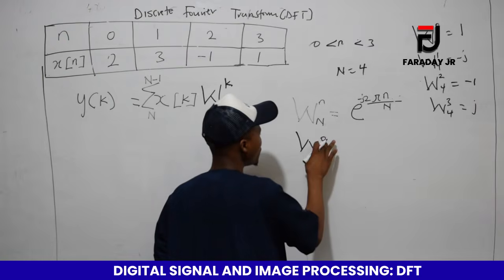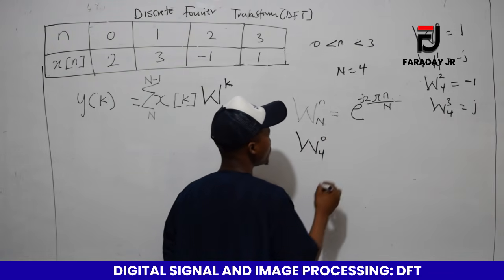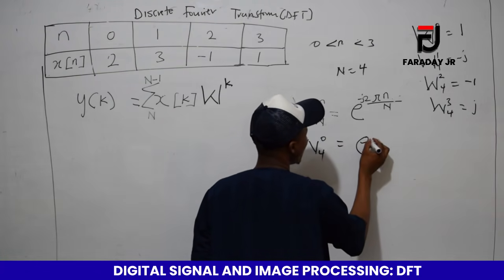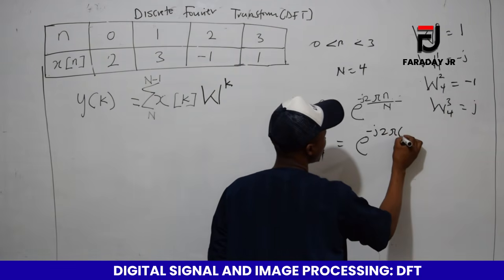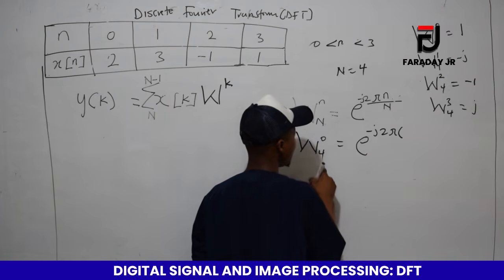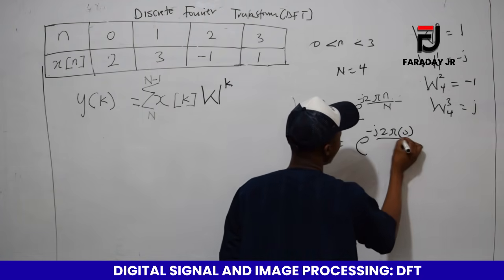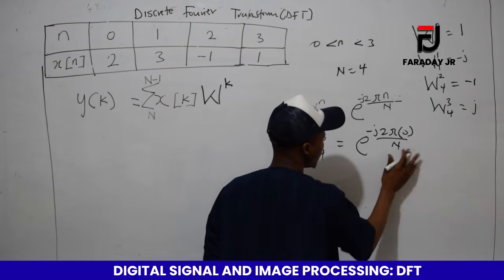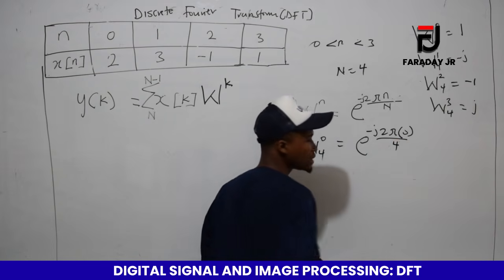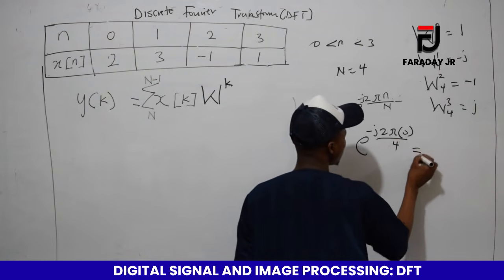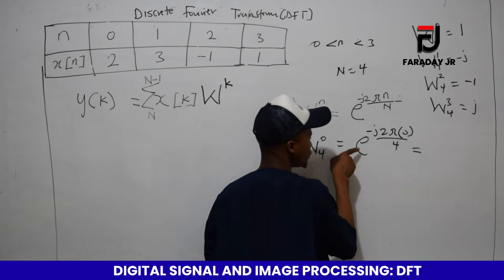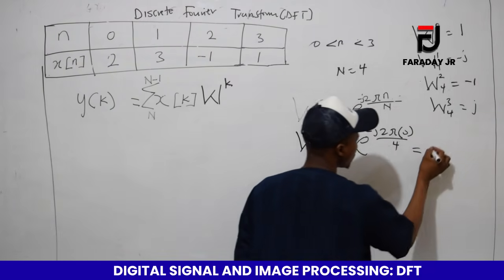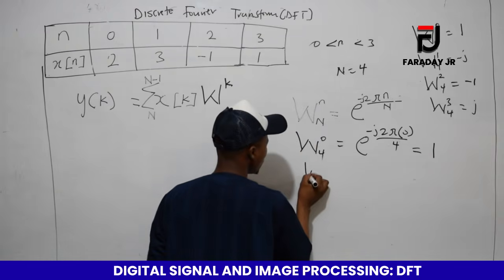So we are starting from 0. When n is equal to 0, what will be the parameter? It means that we have e to the power of j 2 pi multiplying 1, n being 0, all divided by capital N. We know that capital N is 4, since it's a 4-point DFT. Because 0 is here, all this will be equal to 0. e exponent 0 will give us 1.